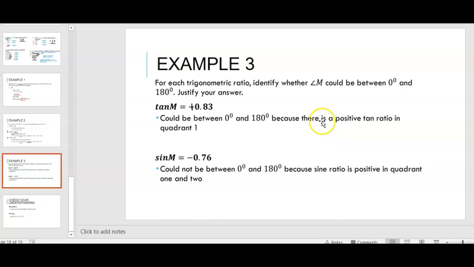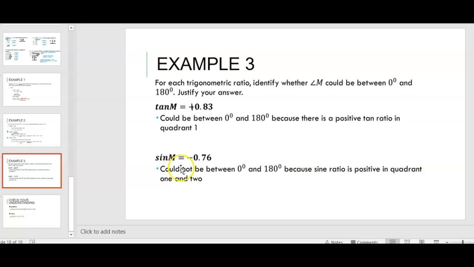The last example that we're looking at, from these primary trigonometric ratios, we're going to identify if angle M is between 0 and 180 degrees. Okay, so we have tangent of angle M at 0.83. Now, since tangent is positive, that means that angle M will be an acute angle. That means that it is between 0 and 180 degrees. Okay, and will be an acute angle.